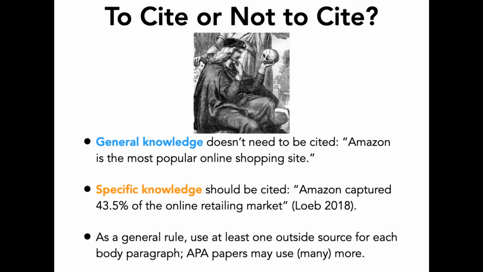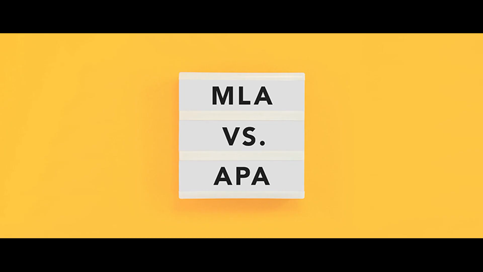It can also be confusing to know how many citations should be in an essay and how often there should be a citation. As a general rule, it's good to use at least one outside source for each body paragraph, at least in MLA format. APA papers might use a lot more than that. So you tend to see tons of citations in APA papers, but in MLA, one or two sources per paragraph is the norm. All right, so that covers the basics of APA and MLA format.